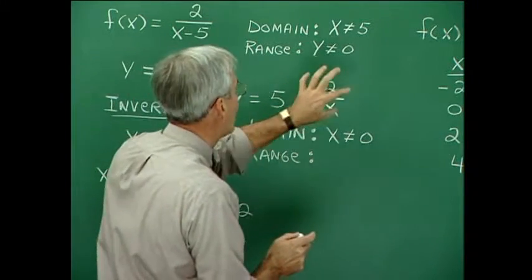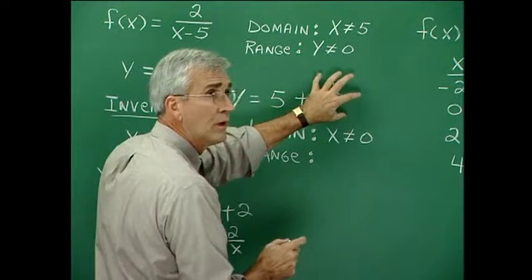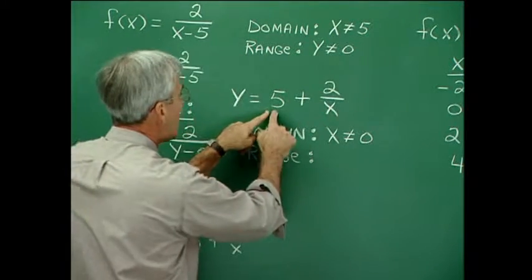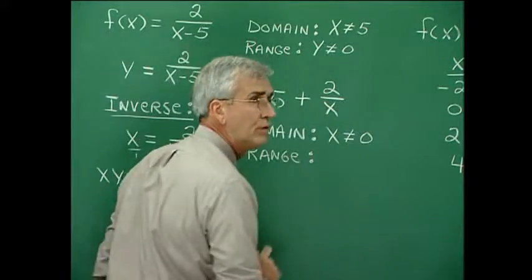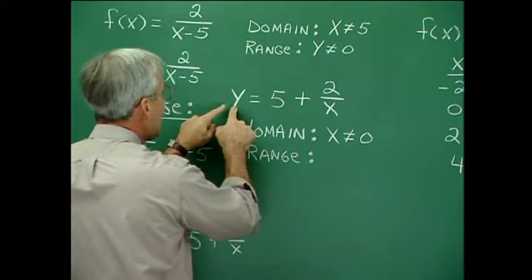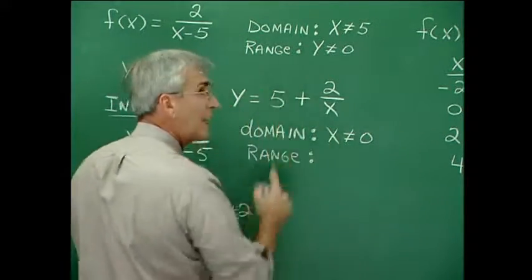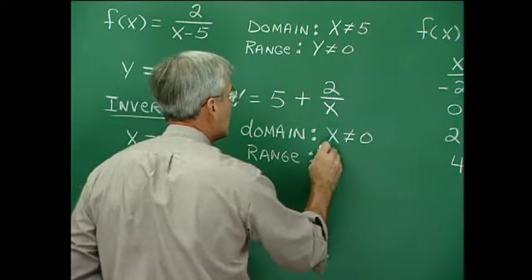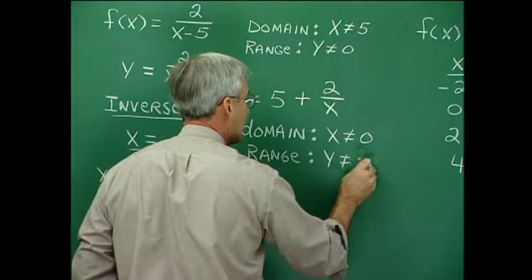So this fraction will always have value. Might be positive, might be negative, but it'll have some value. So we're taking 5 and we're adding some value to it, you see. So this y can never become exactly 5. So the range would be all real numbers except 5. Y then is not equal to 5.